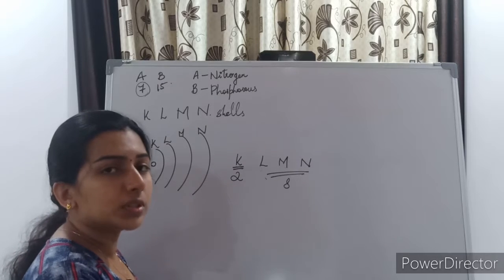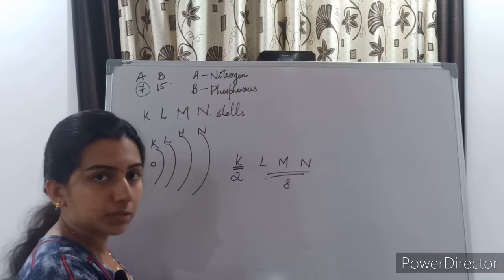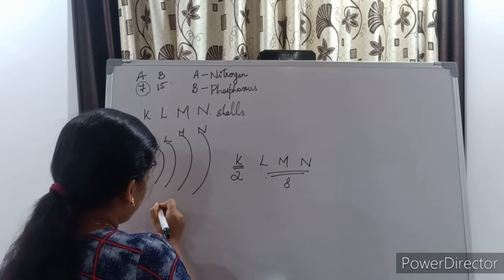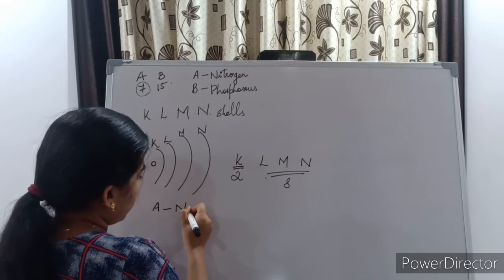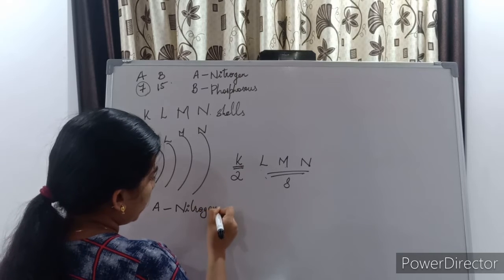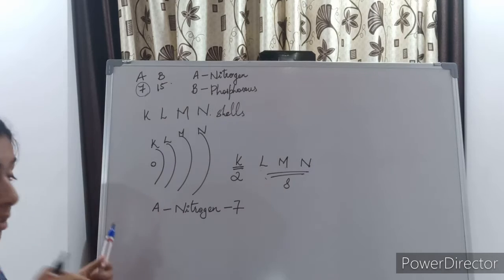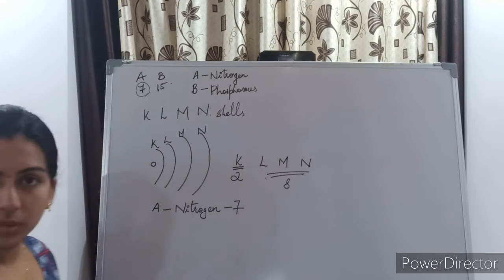Now coming to the point, what was our question? Our question was identifying the element and then writing the electronic configuration. So consider first A. What was A here? A was the element nitrogen. So nitrogen's atomic number is what? 7, which is given in the question. Here is another point, that is the atomic number.